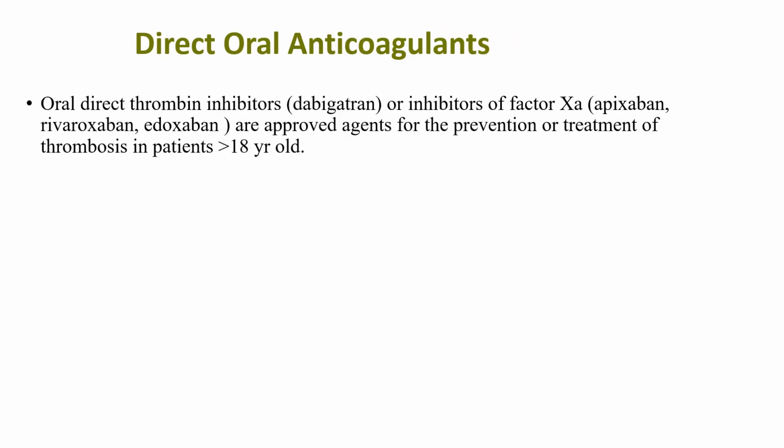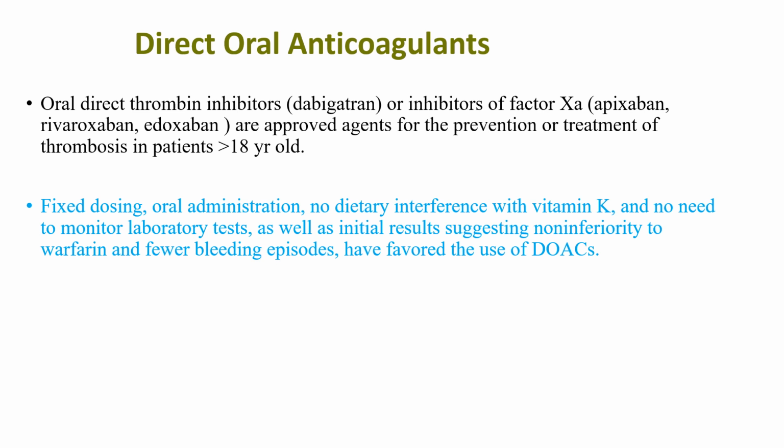Direct oral anticoagulants, which are oral direct thrombin inhibitors or inhibitors of factor 10, are approved agents for the prevention or treatment of thrombosis in patients greater than 18 years old. They have fixed dosing, oral administration, no dietary interference with vitamin K, and no need to monitor laboratory tests, as well as initial results suggesting non-inferiority to warfarin with fewer bleeding episodes, which makes them the preferred choice. But in pediatrics, this is not well established, so it's not given.